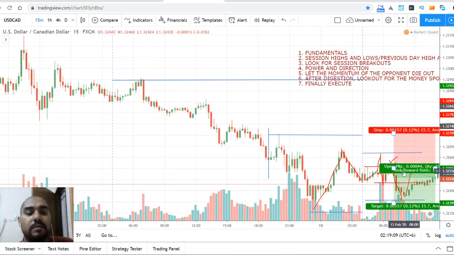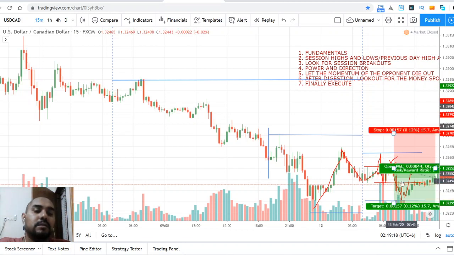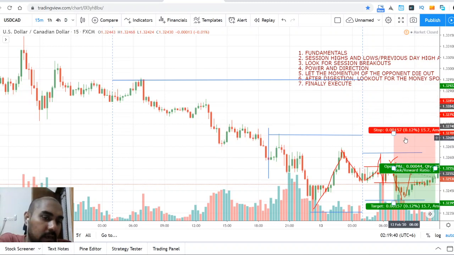See what happens when you sit down on a live chart. I should have been looking for session breakouts. There was no session breakout here. So I don't know why I entered this trade. This was all wrong. I need to keep working on this until it becomes second nature for me to wait for the session breakout. Anyway, so my first attempt has failed. I'll consider this a failure.